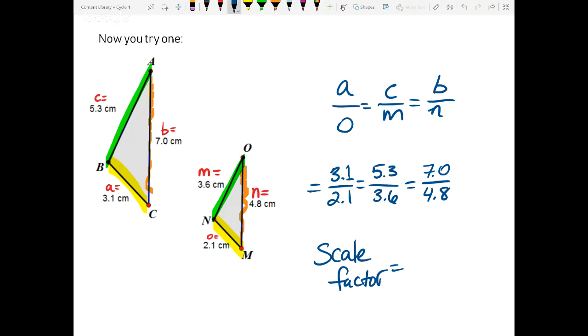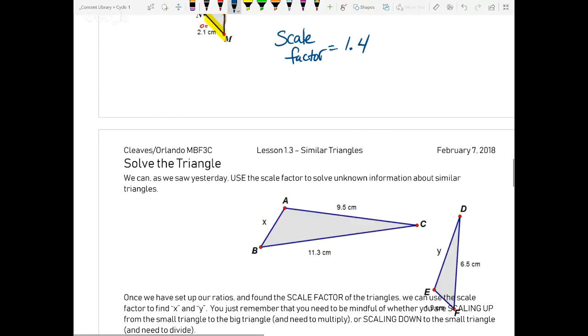And what was the actual scale factor here? It shouldn't matter which one you pick. It is 1.4. So if you take that top number and divide it by the bottom number, you get 1.4, and that's true whichever pair you pick. Because in similar triangles, all the sides are multiplied by the same number. Now we can use this to solve.